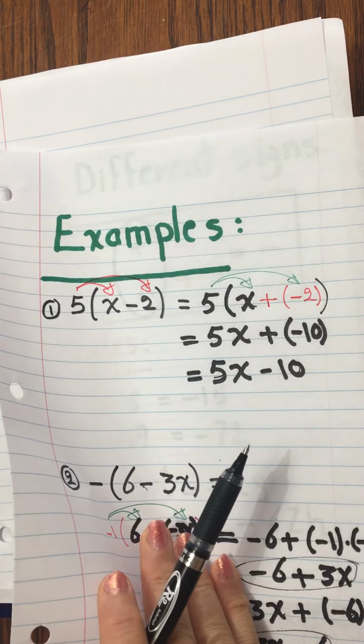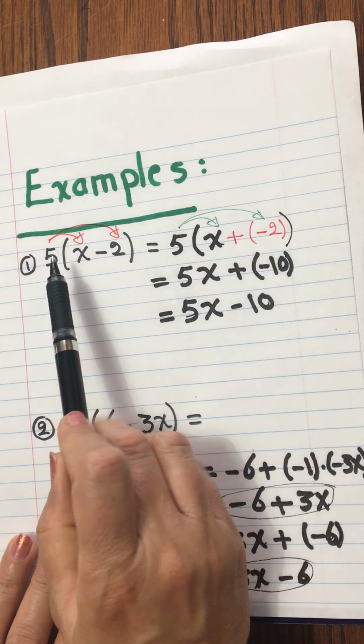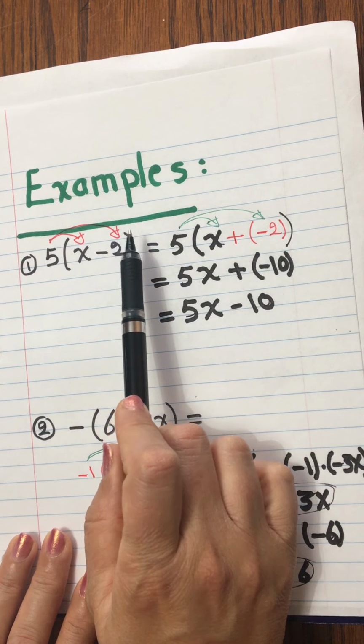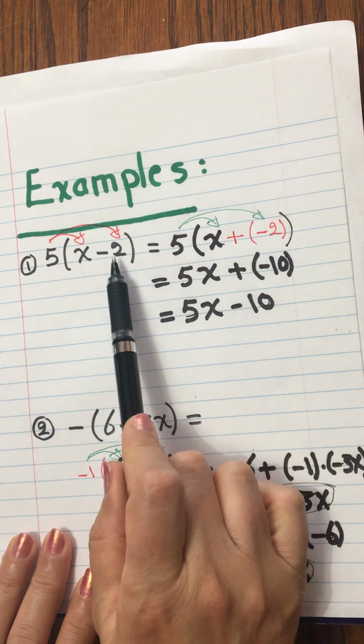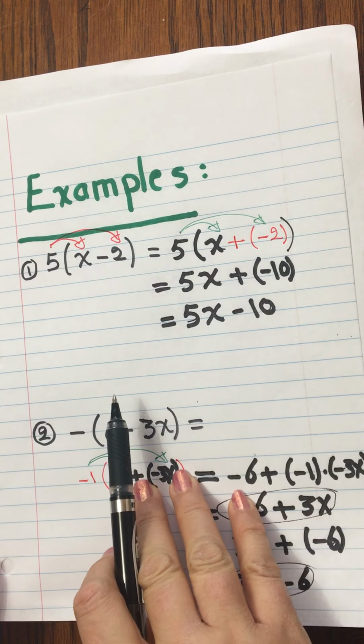Examples: 5 parentheses x minus 2. So let's try these examples maybe later.